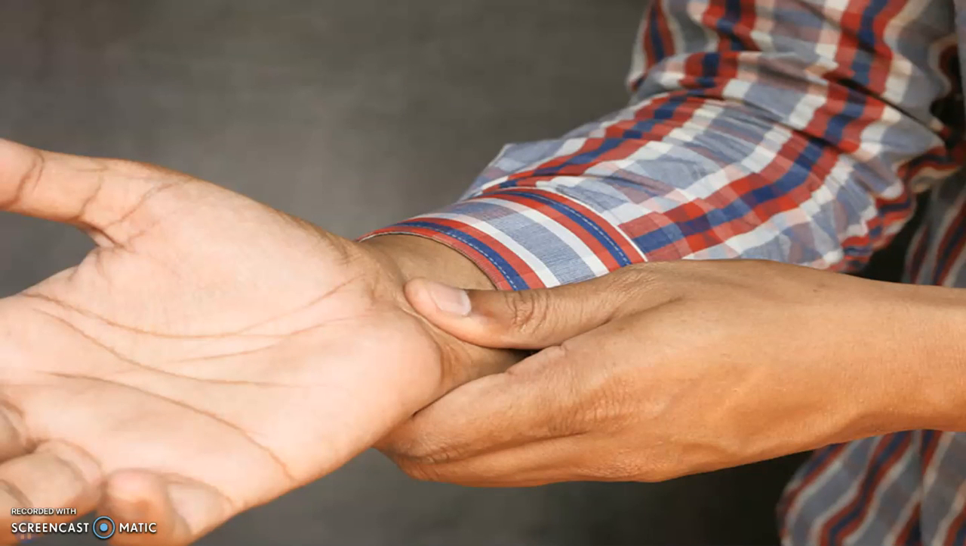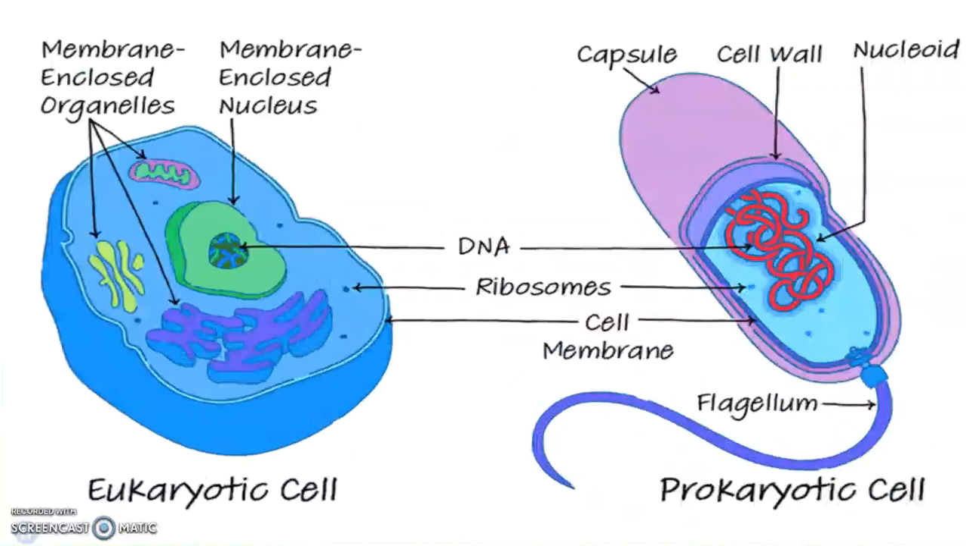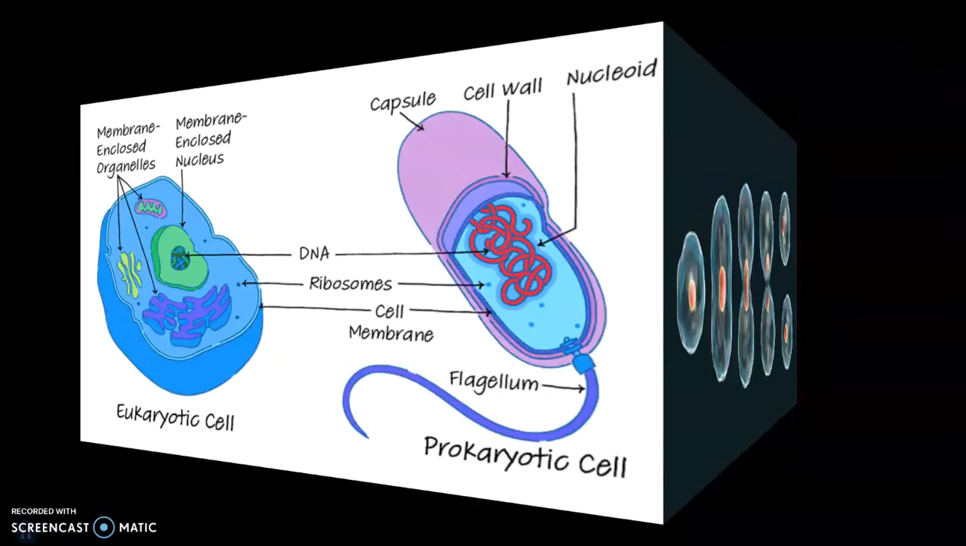And that's the conclusion of this video. So we now know the differences between eukaryotes and prokaryotes and the basic means of reproduction.